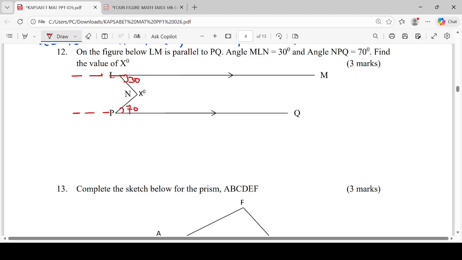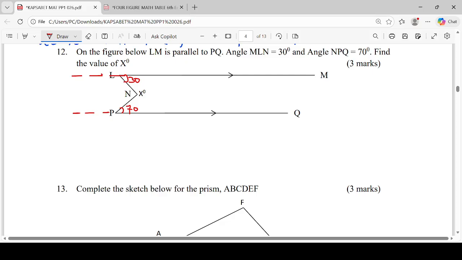So when you have that, what comes to your mind? They want the value of angle x. So first of all, what should come to your mind is this concept here. This is something very, very simple. How do you get this?